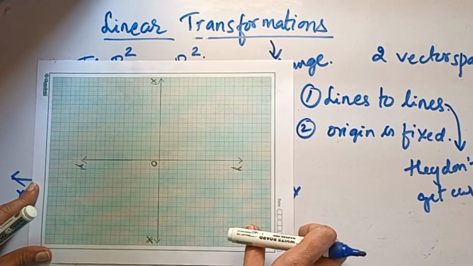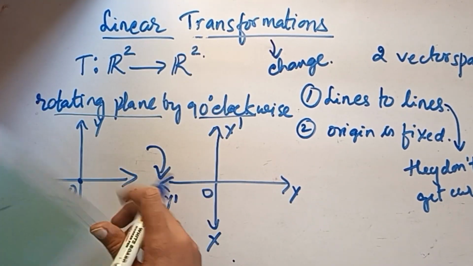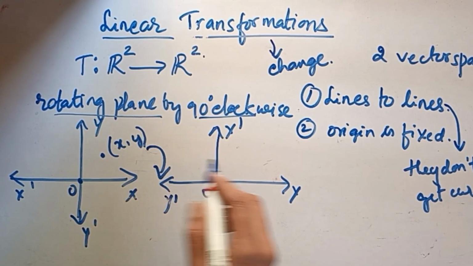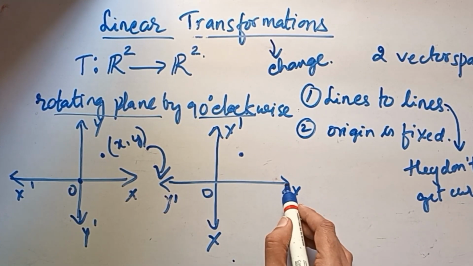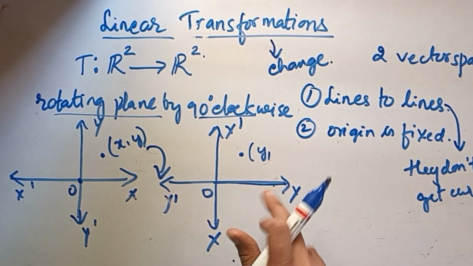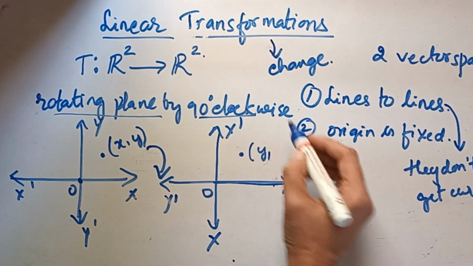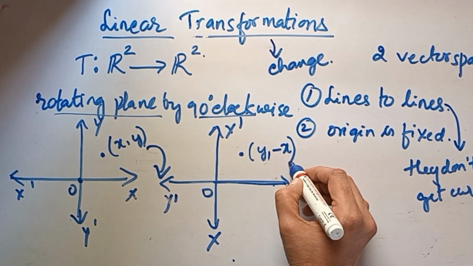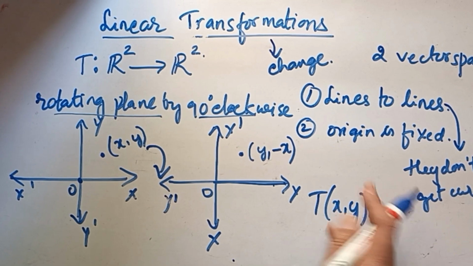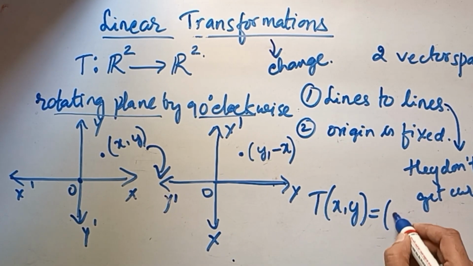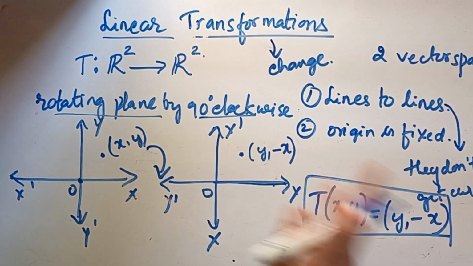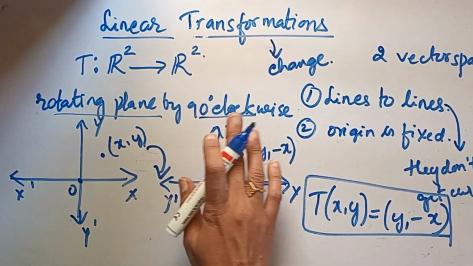Now what happened to the point? Earlier, how did we represent a point in the first quadrant? x comma y. Now what happened to the point here? This axis is the positive y-axis, so y comma, and this is the negative x-axis, so y comma minus x. Therefore, the transformation is represented algebraically, in terms of mapping, as x comma y goes to y comma minus x. This transformation is nothing but rotating a plane by 90 degrees clockwise.